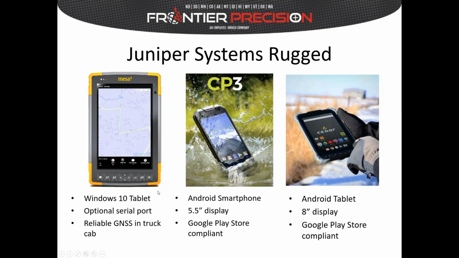And this is a nice unit too to use for larvicide and surveillance activities as well. Juniper Systems is based in Logan, Utah, and manufactures the Mesa 2 in the U.S., but they do have a line of consumer type devices that are ruggedized, and so they did release the new CP3 Android smartphone that's rugged and waterproof last fall. It's in there at $799, and this spring they released the new CT8 rugged Android tablet, and it's in there at $999.